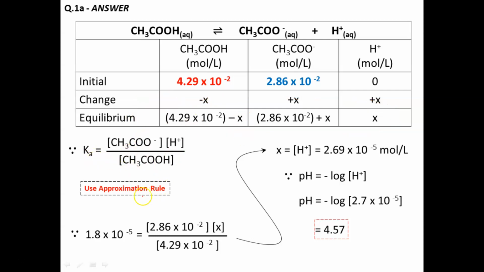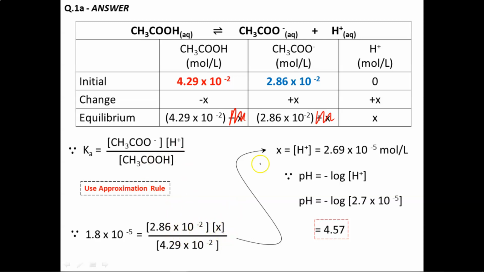To simplify my calculations, I'm going to use the approximation rule. So again, take the initial concentration value divided by the Ka value, which was given to you in the question. And if it's greater than or equal to 1,000, then x is negligible. And of course, when I did the calculations, I found that x was negligible, which means I can just simplify the calculations by putting in 4.29 times 10 to the power negative 2 and 2.86 times 10 to the power negative 2. And I don't have to worry about the quadratic equation from there.